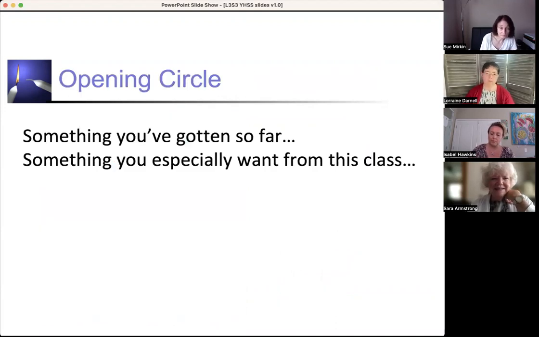So for an opening circle, let's do something you've gotten so far from the class and something you especially want from the class that you may not have gotten yet. You got those two questions in your mind? Something you've gotten so far, something you especially want from the class? I'll hide that so we can see each other better. Who will go first?